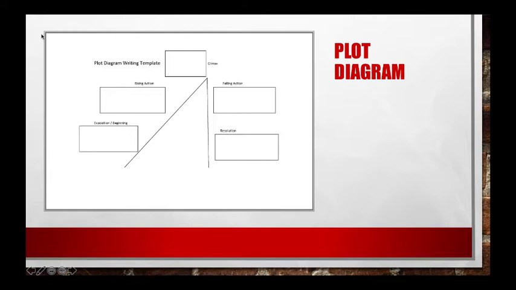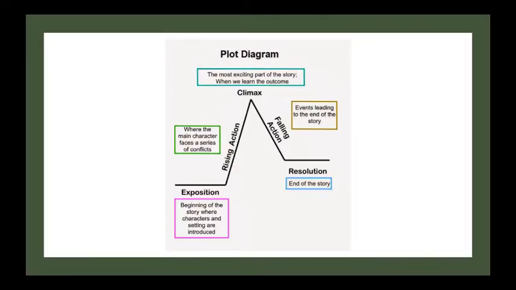A plot diagram consists of the exposition, rising action, climax, falling action, and resolution. By using a plot diagram, you'll be able to visually see where your story starts, comes to a climax, the middle of the story, and ends. In a plot diagram, the exposition is the beginning of the story where characters and the setting are introduced. Any background information you learn about the characters or setting is included here.